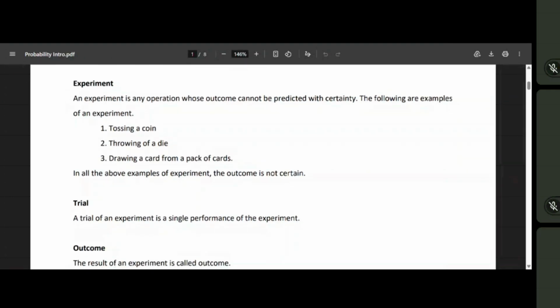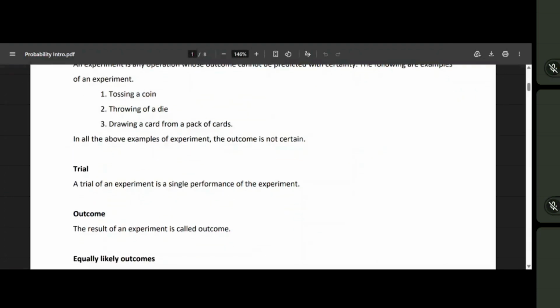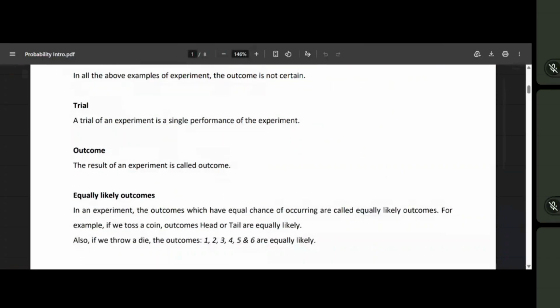Now, another term is what? A trial. When we are solving questions, I will explain it to you better. But we are saying a trial is what? A trial of an experiment is a single performance of the experiment. So when we get to the examples, I will explain it to you better. Outcome is the result of an experiment.